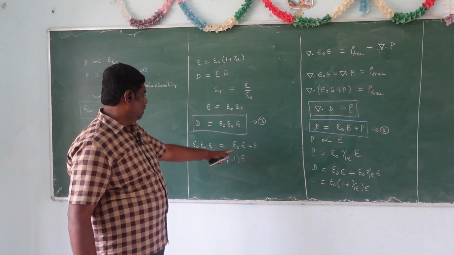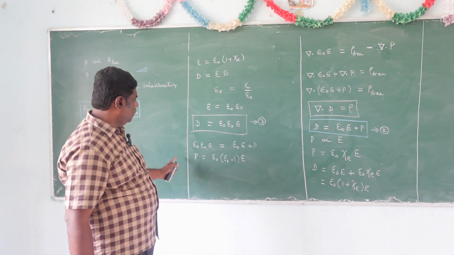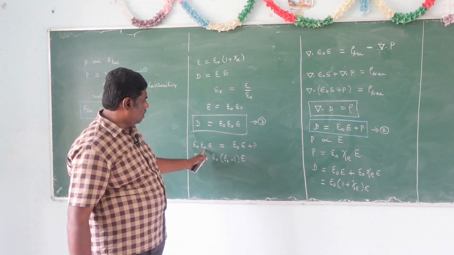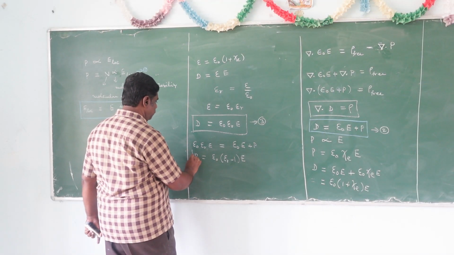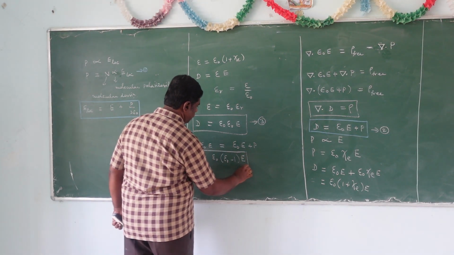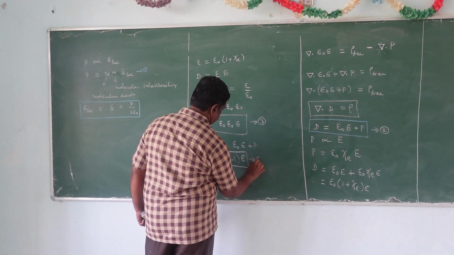See here, bring this epsilon naught E here and take epsilon naught outside. We can write (epsilon r minus 1) into E. This is our polarization vector P. Assume that this is equation number 4.